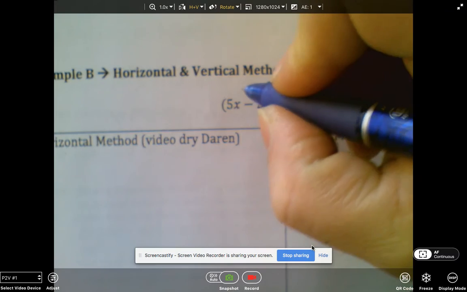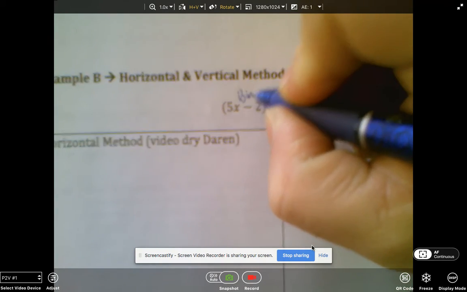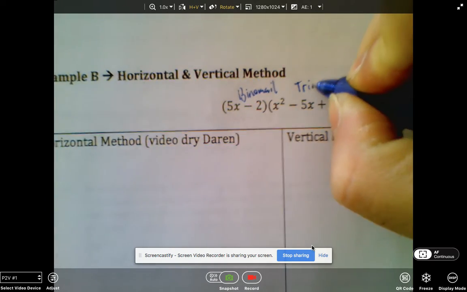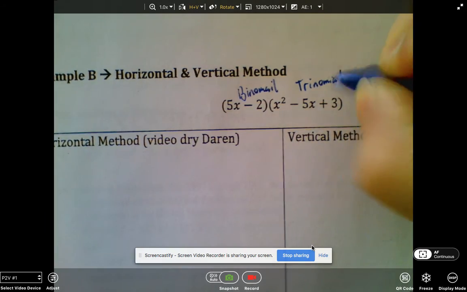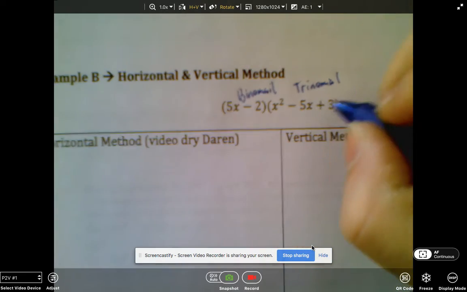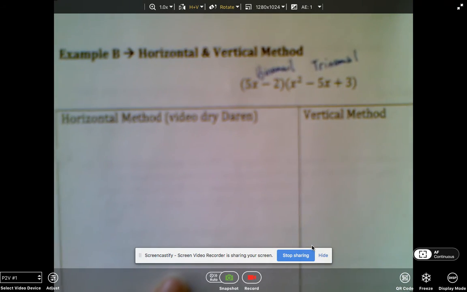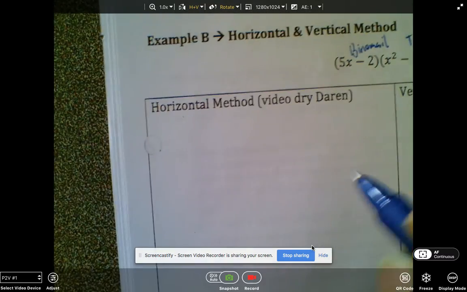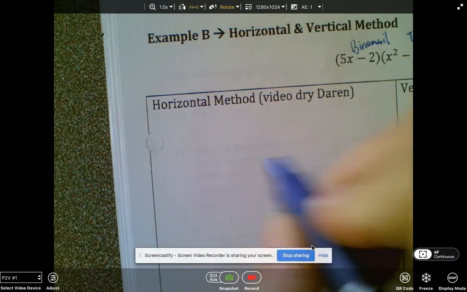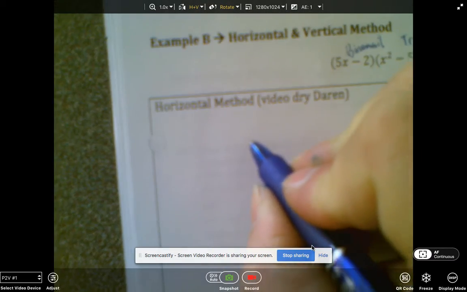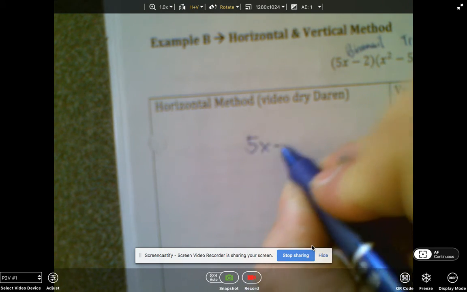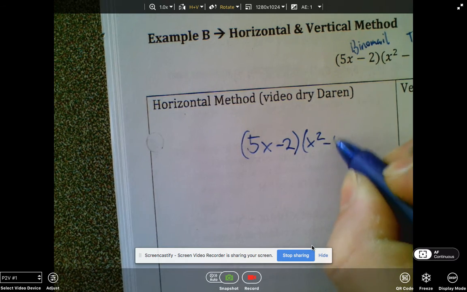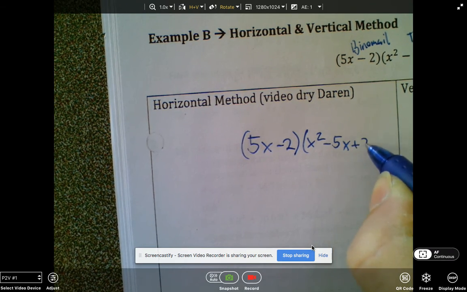Let's copy this in. Technically, this is a binomial multiplied by a trinomial. We know that because that has 2 terms and this has 3. So we'll do the horizontal method. I'm just going to copy it down: 5x minus 2, times x squared minus 5x plus 3.